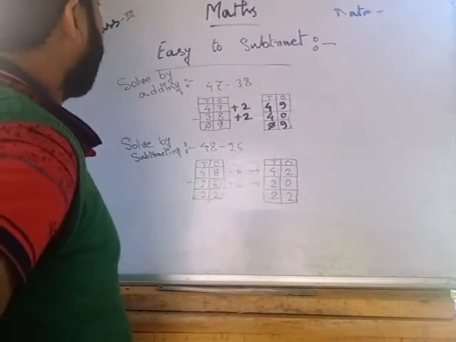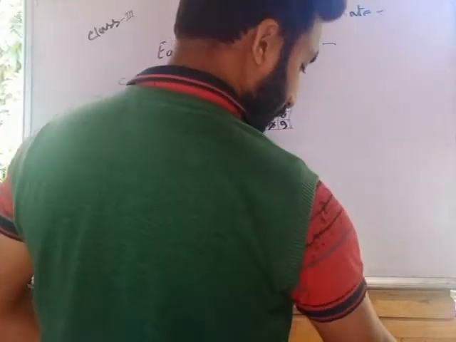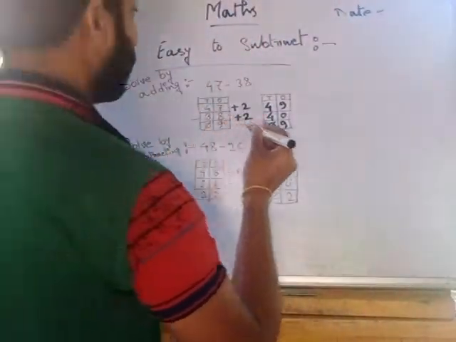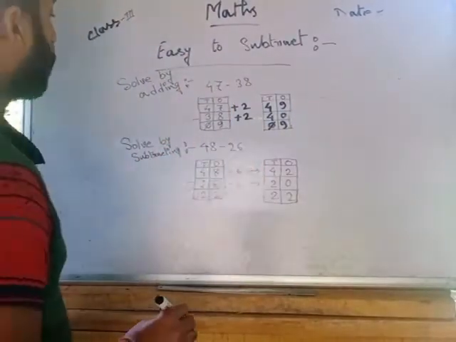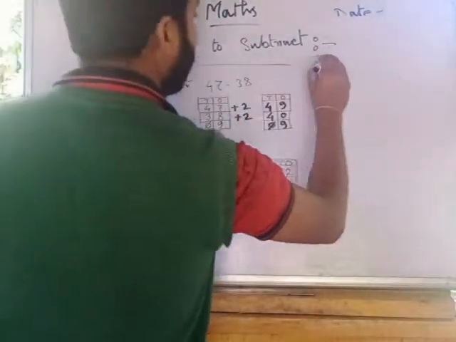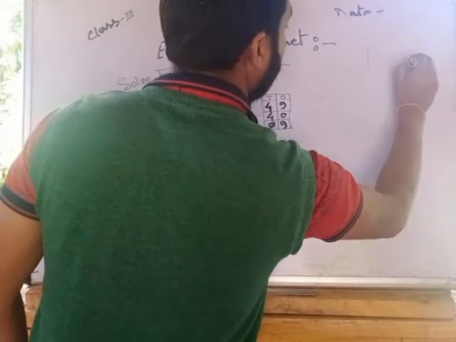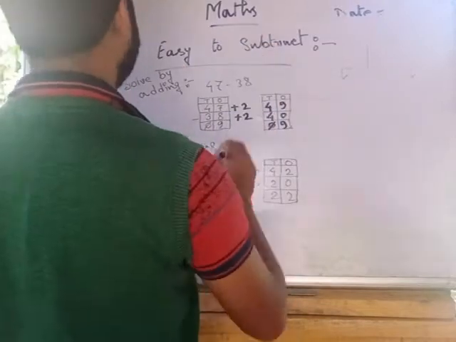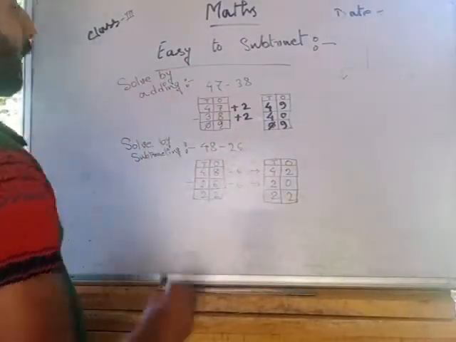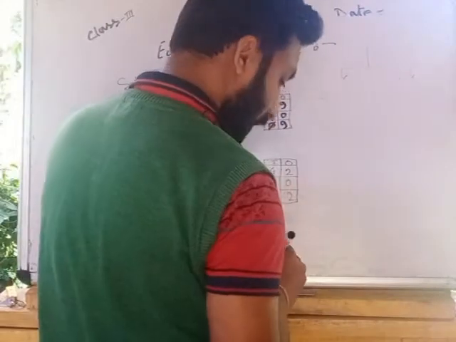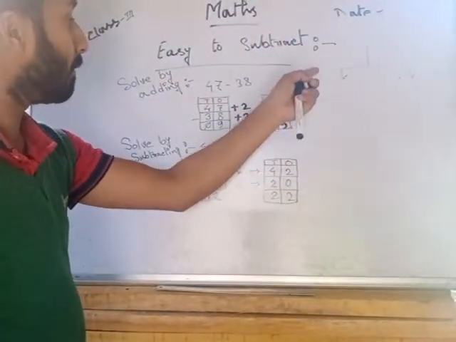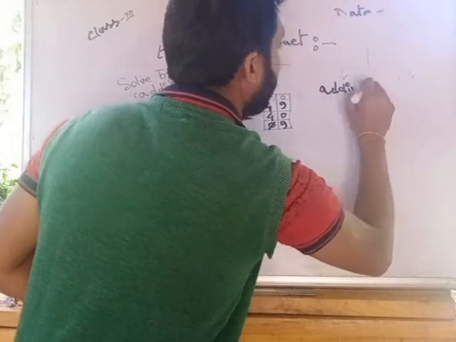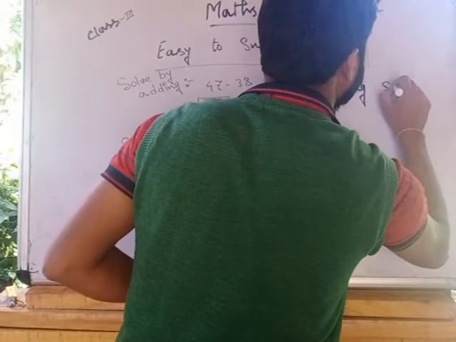I will start class 3 maths. Easy way to subtract. How to subtract easily. Two types of easy subtraction processes are there. First one is solve by adding. And the second is solve by subtracting.